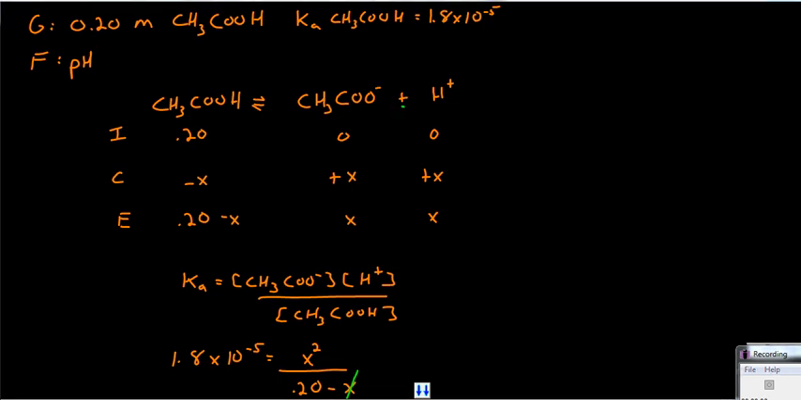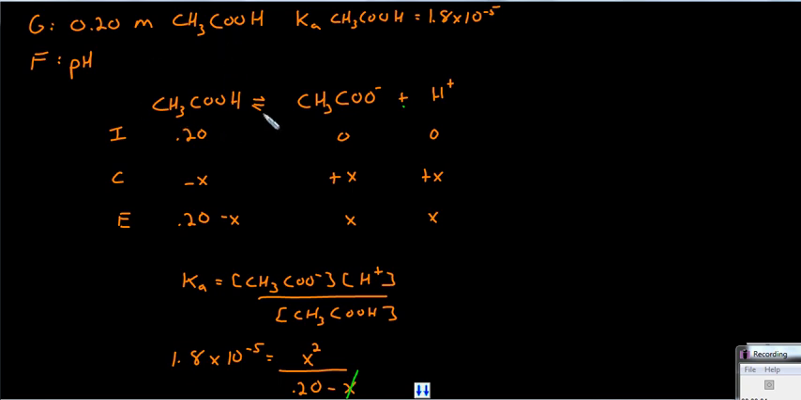Determine the pH of a 0.2 molar acetic acid solution if the Ka of acetic acid is 1.8 times 10 to the negative 5. So this is a problem just like we've seen previously, in which there's just a weak acid present, and we want to find the pH.